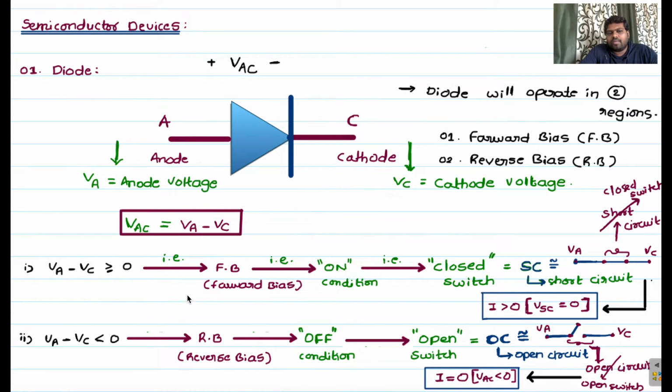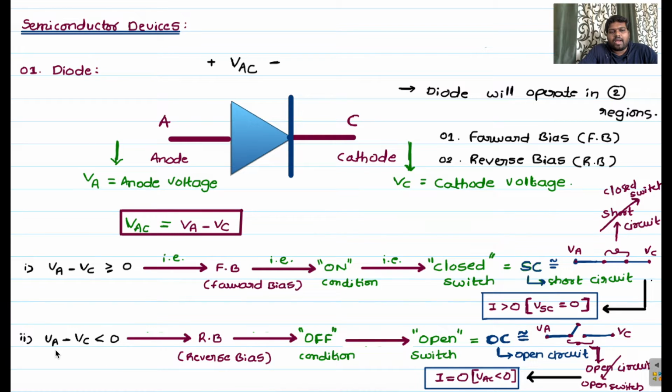So when Va minus Vc is greater than or equal to 0, that is the forward bias condition, that means on condition, which is also called a closed switch, otherwise a short circuit. In that condition, I greater than 0 and V short circuit equals 0. This is the forward bias condition. Just remember only one thing: forward bias condition of a diode is nothing but an on switch. That you have to remember. This is the ideal terminology, the ideal case.